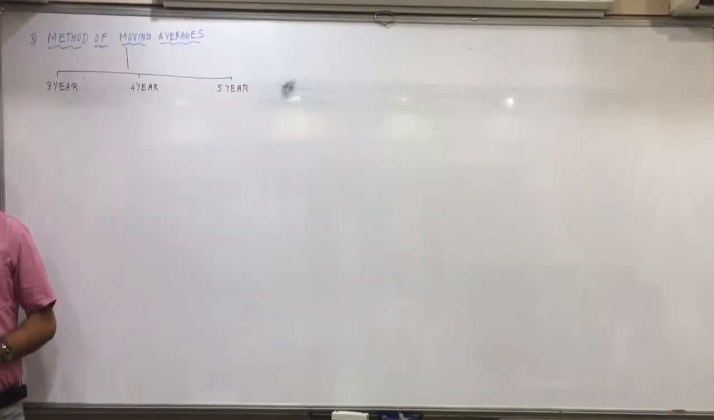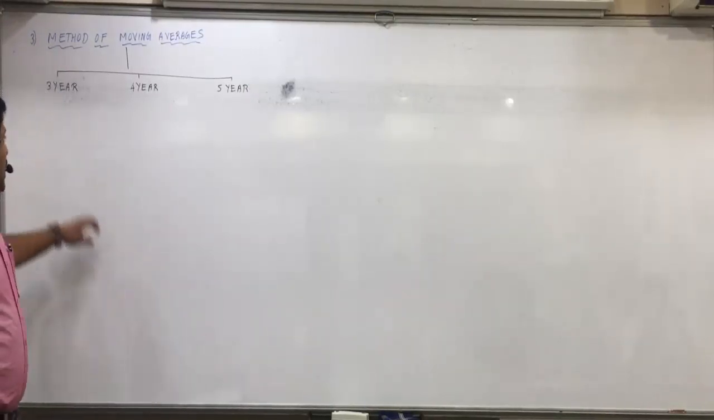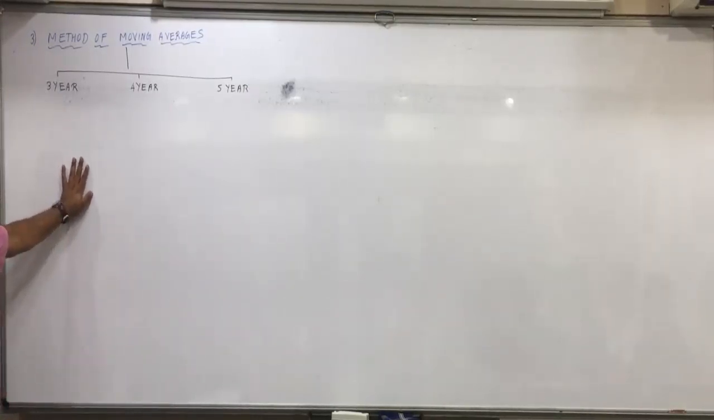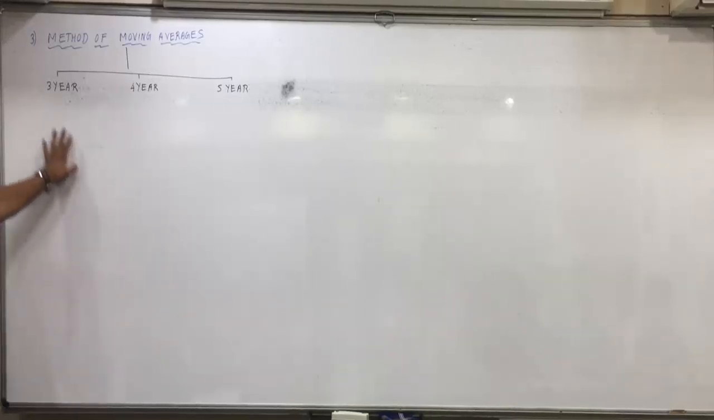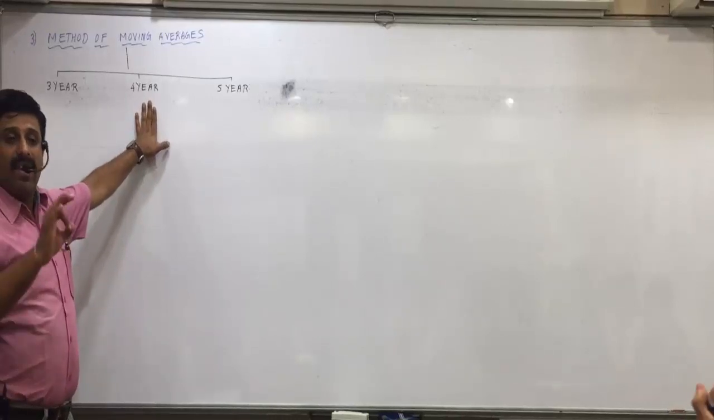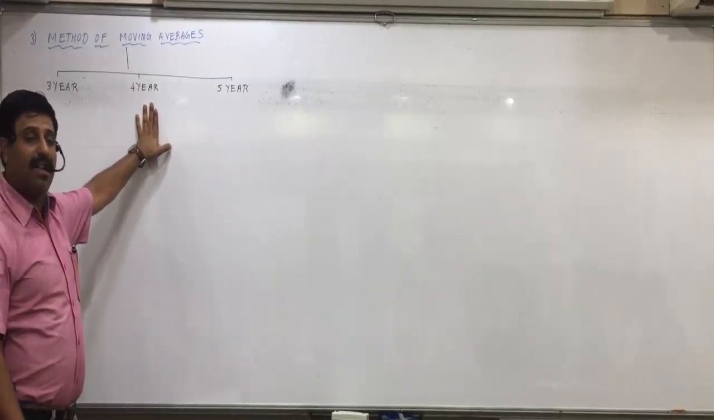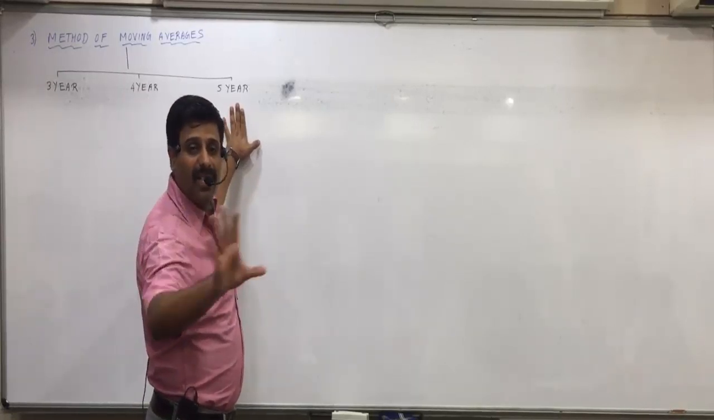The concept is very simple. What you are supposed to do is, in 3-year moving average, every 3 years total divide by 3. Repeat. Every 3 years total divide by 3. Every 4 years total divide by 4. Every 5 years total divide by 5.